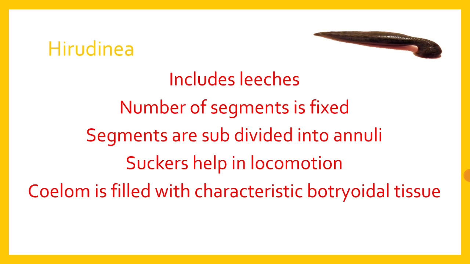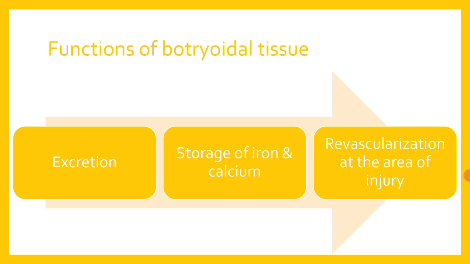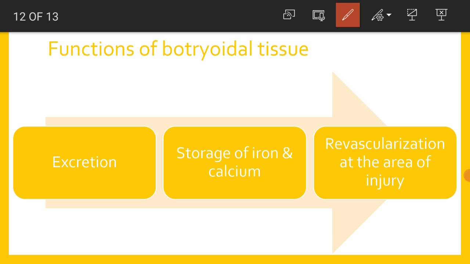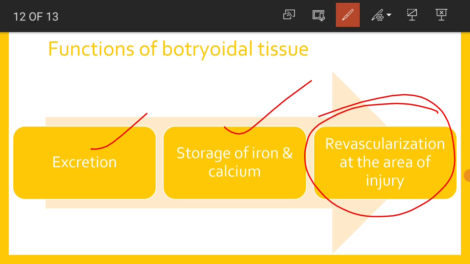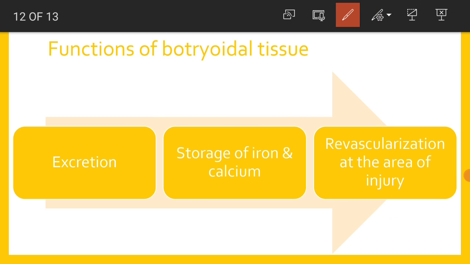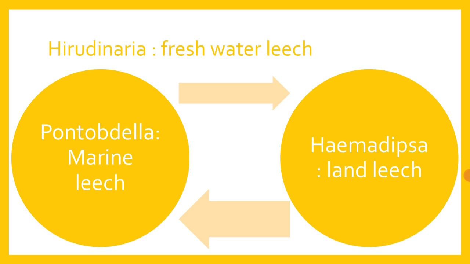We learned that in case of platyhelminthes, the coelom is totally packed up with one packing tissue called mesenchyma or parenchyma. There it is totally packed. Whereas in case of leeches, it is not totally filled up, it is obliterated. It is encroached upon by one tissue called botryoidal tissue, and this botryoidal tissue has got a variety of functions, namely excretion, storage of iron and calcium, and revascularization at the area of injury. That is the significance of this botryoidal tissue that is present exclusively in Hirudinea.